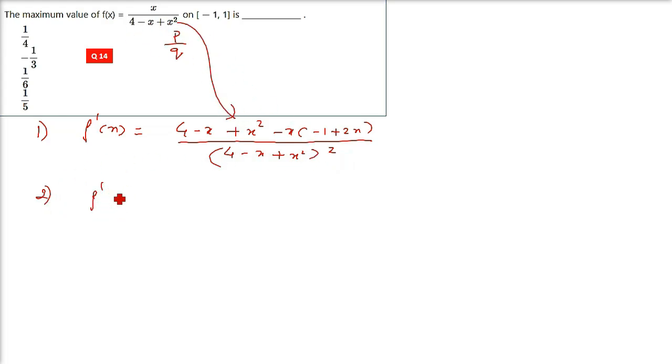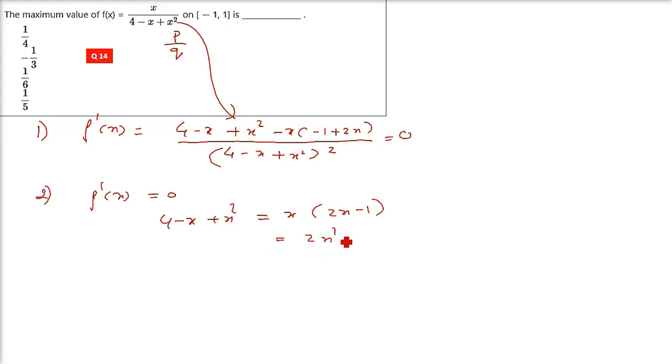Once you differentiate it, you have to equate it to 0. So once you equate it to 0, that is f dash x equals to 0, what do you get? This denominator of course is going to be 0 if you multiply both sides by the denominator. It is eventually going to subside. So we are interested in the numerator. When we equate this numerator or the whole expression equals to 0, this 4 minus x plus x square will be equal to x into 2x minus 1.